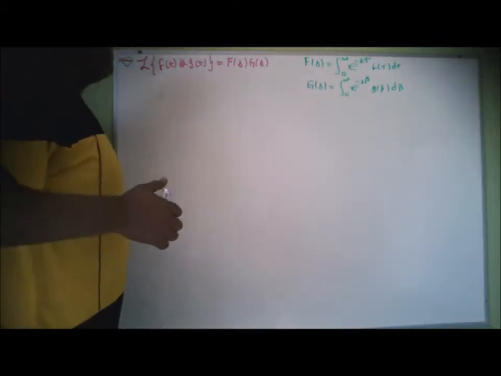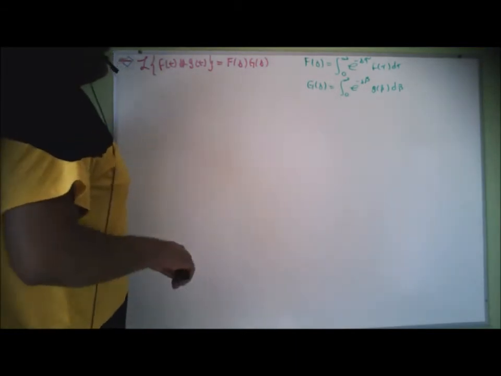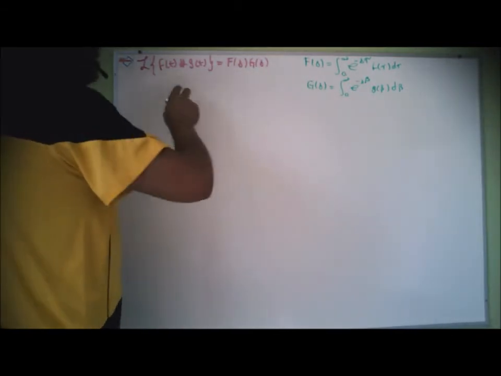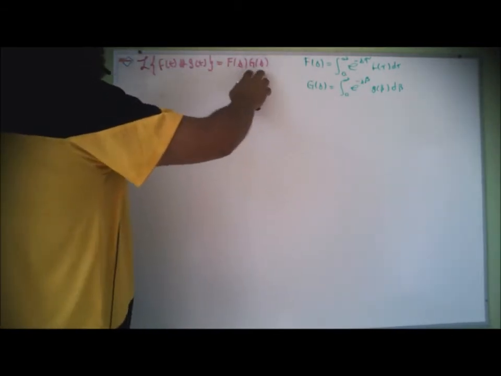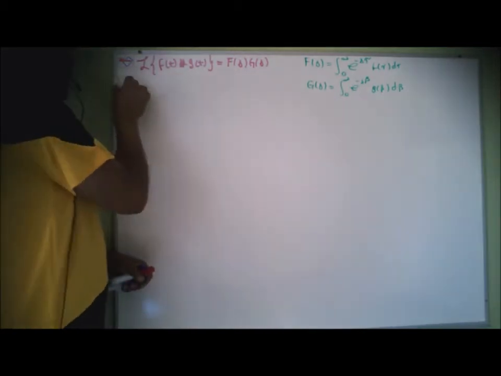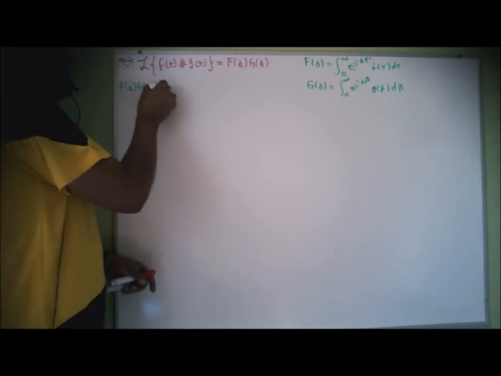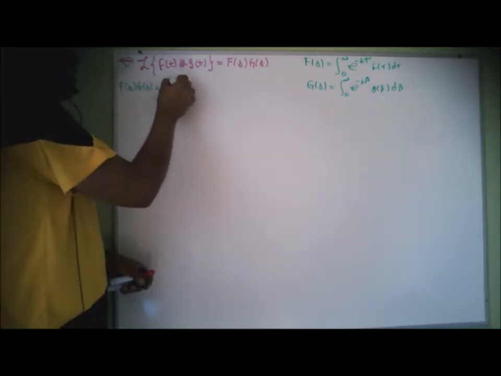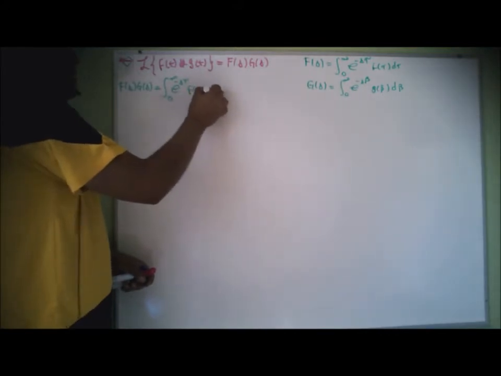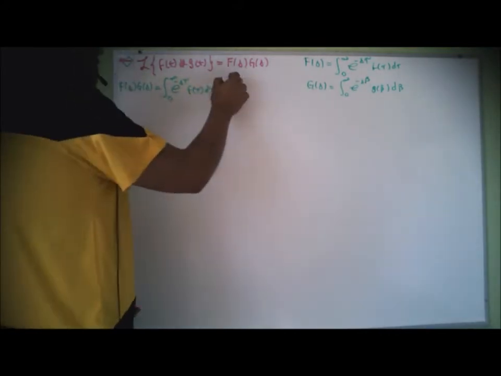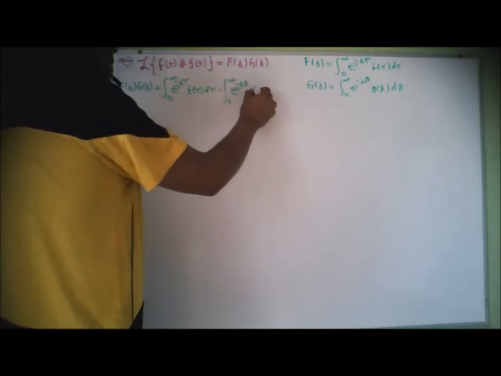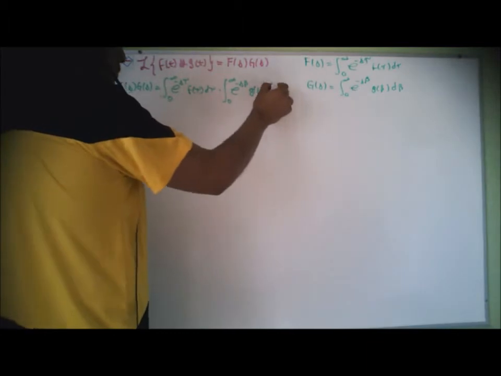Now, the way we are going to prove this is from the right to the left, meaning from here to here. So let's do the multiplication of F of s times G of s. F of s times G of s is equal to the integral from 0 to infinity of exponential of minus s tau, f of tau, differential of tau, times the integral from 0 to infinity of exponential of minus s beta, g of beta, differential of beta.